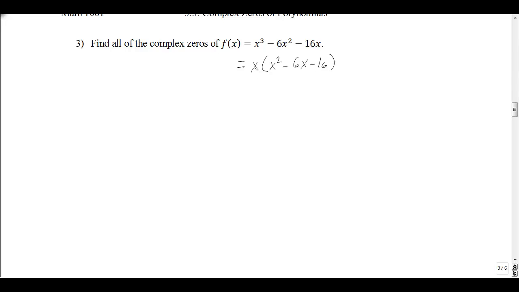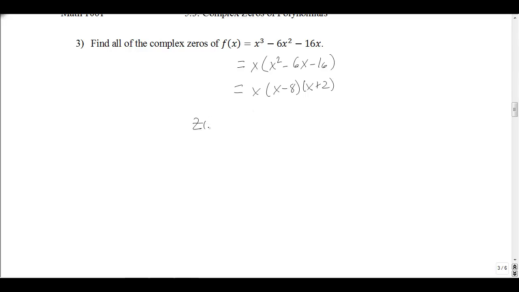And now this x, that's going to give us a 0 of x equals 0 here. So if you plugged in 0, each of these terms would be 0. That'd be a 0. We got 1, but there's at most 2 more. And now this one you can actually factor. We'll get x minus 8 times x plus 2. And really we factored this.